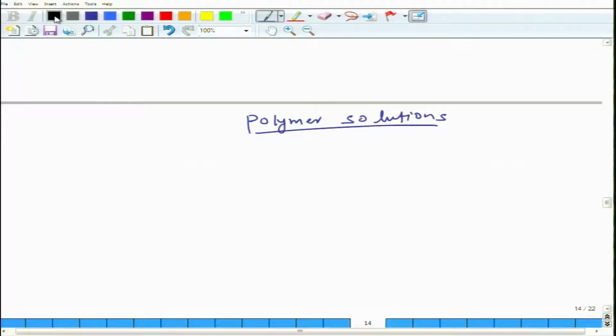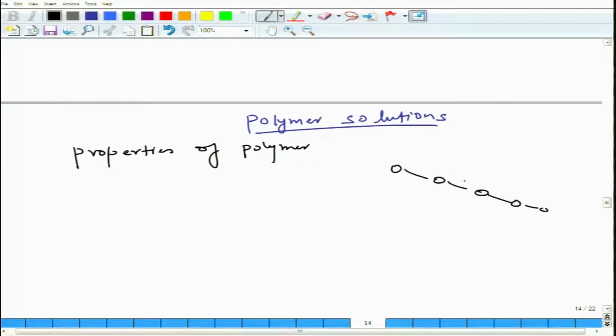If you look at polymer and compare with a typical solution or typical solvent, you would see that the polymers are typically made of various different chains, which can be linear or which can be branched. So a typical property is that these polymers are chain molecules, and this can be linear or branched.